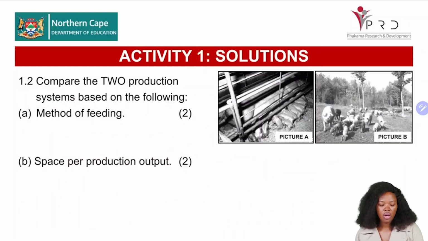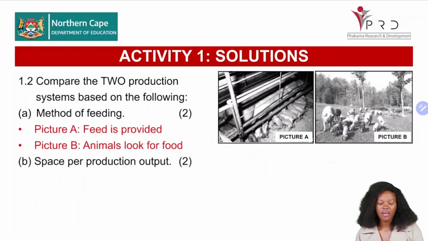Now 1.3, compare the production systems based on the following: method of feeding. We have already discussed various factors that are used to maximize production. You know how nutrition works between extensive and intensive. For picture A, feed is provided. A balanced feed is provided just to meet the requirements of farm animals.